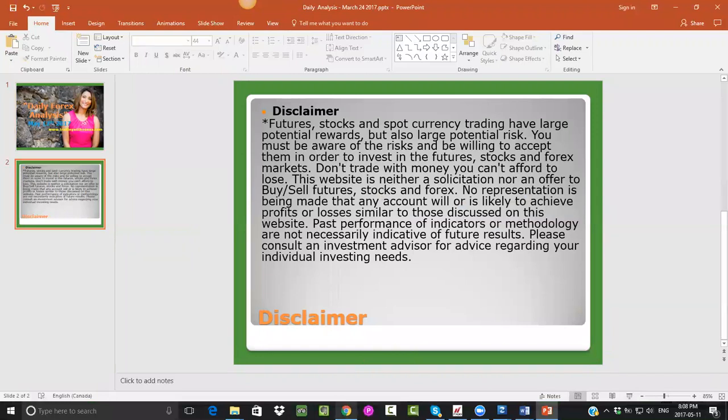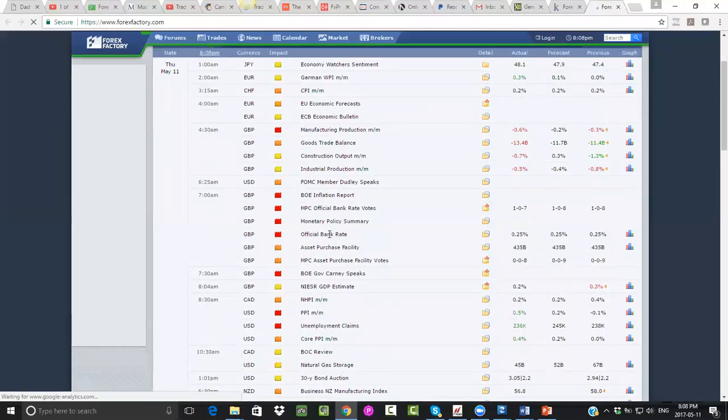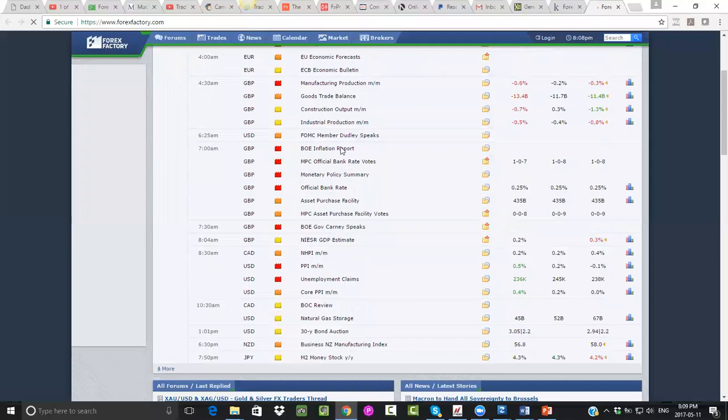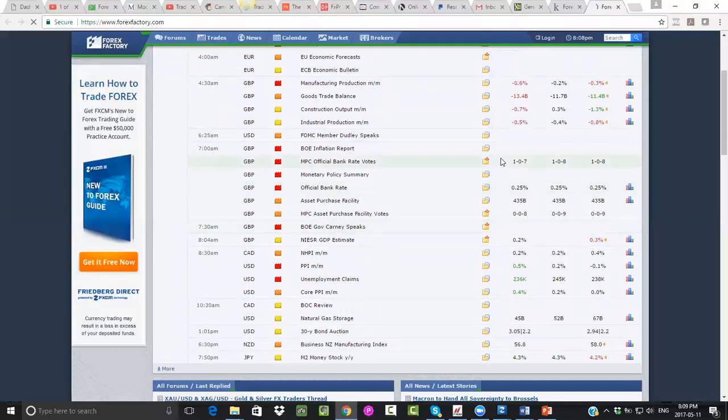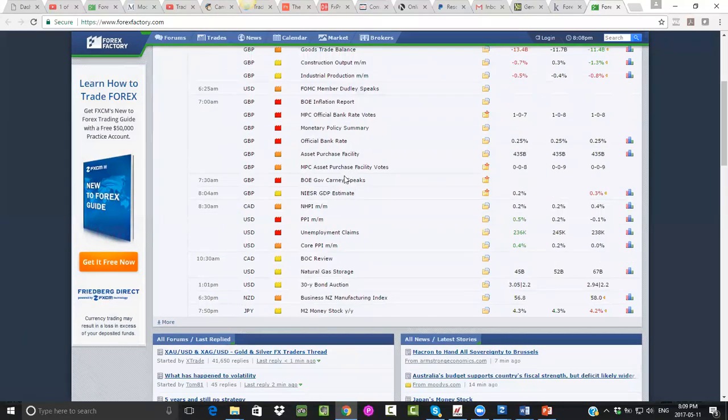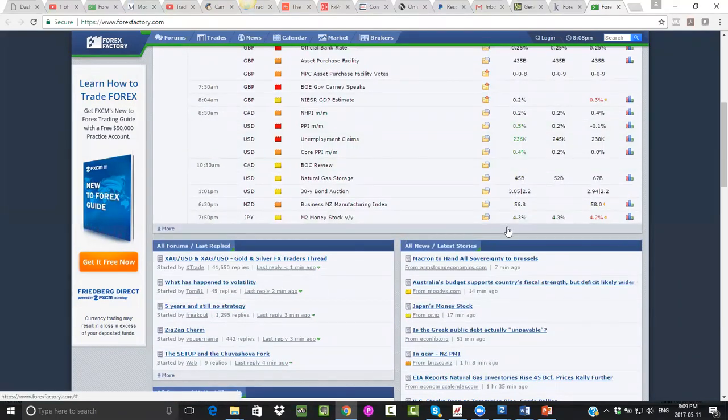All right, let's start off by taking a look at our calendar here. In terms of the news, we just have the Bank of England report that came out, which was dovish, more dovish than what the market was expecting. As a result of that, we saw the pound drop. And then we had unemployment numbers come out of the US, which were positive. And that's pretty much it.